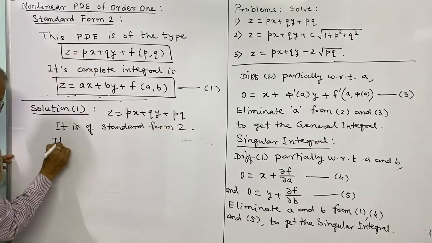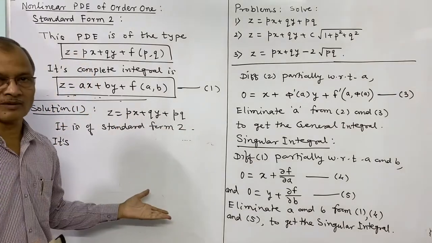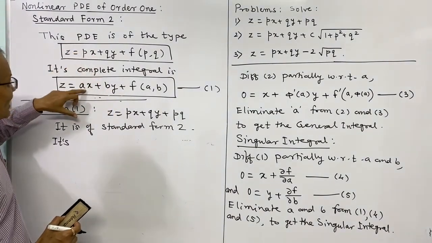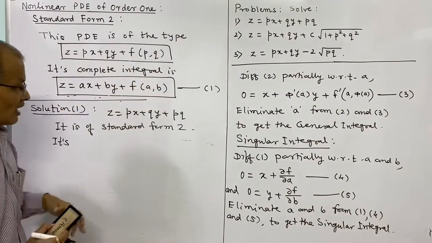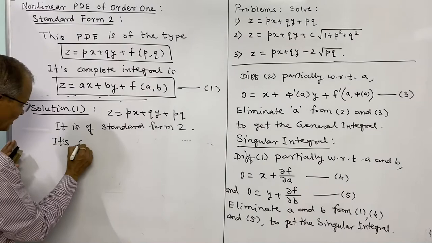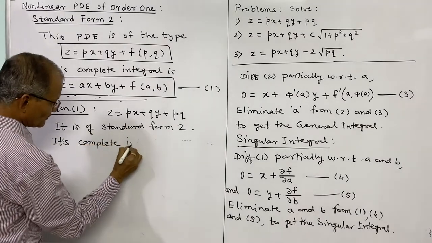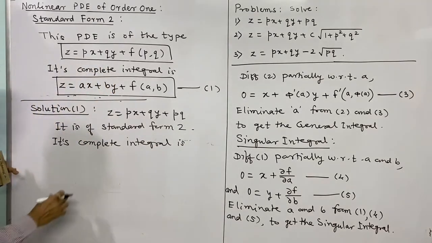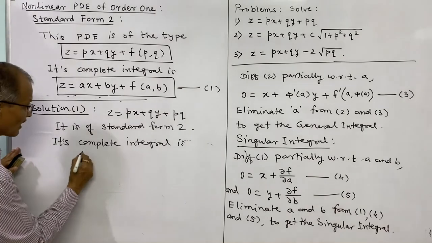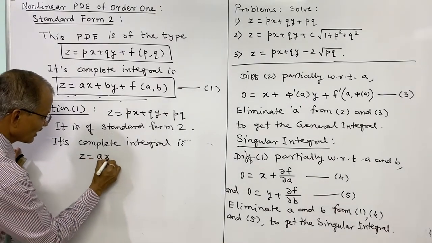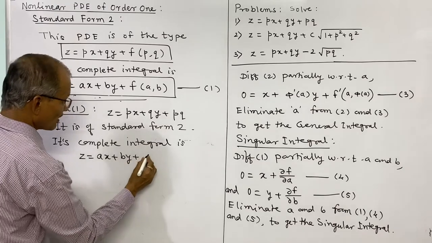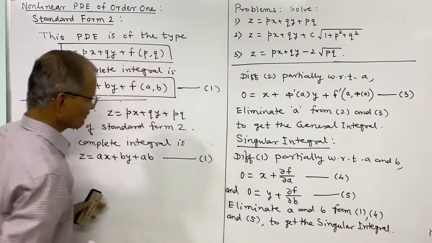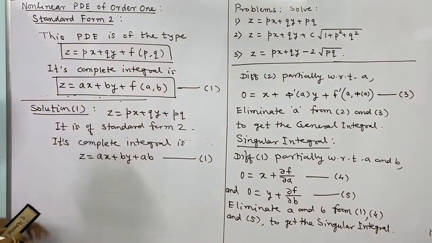So its complete integral is obtained by replacing p and q by a and b. It is simple to remember. How to write the complete integral of this form? Replace p by a, q by b everywhere in the equation. So its complete integral is, we have written the justification for this, how it is a complete integral. And that is here z is a into x plus b into y plus a into b. So this first integral, we shall assume as 1. So this is about the complete integral.